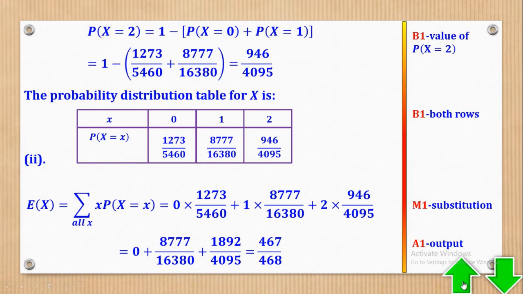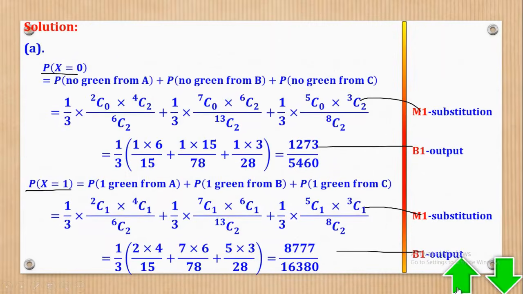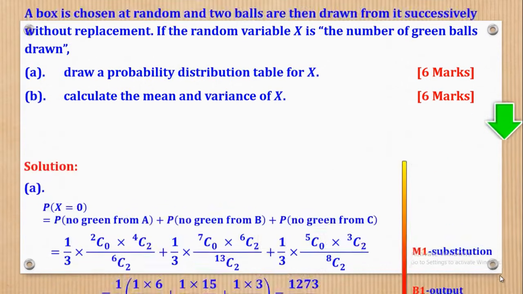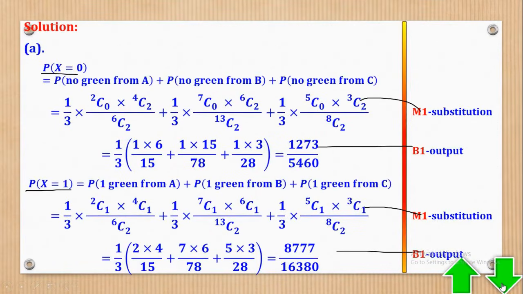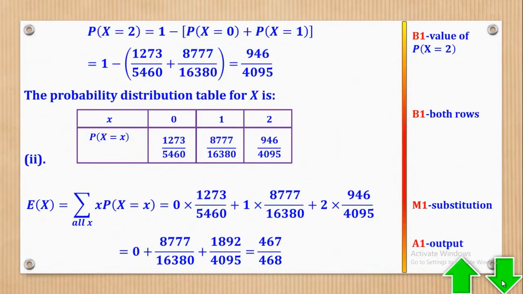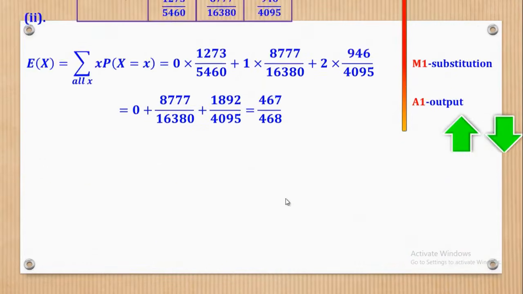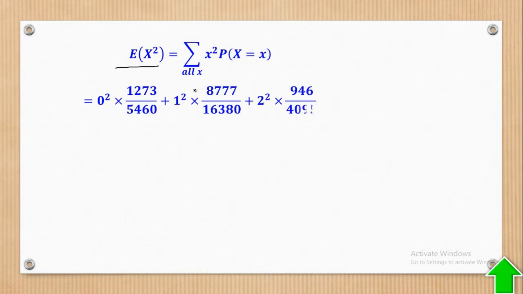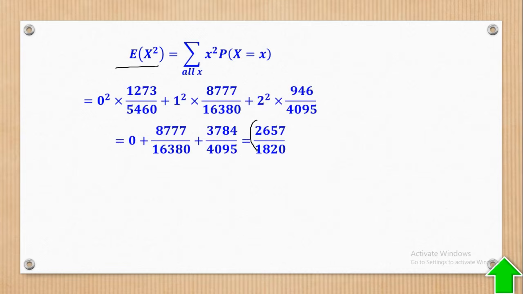So they also wanted, if you look at the question, mean and variance. So we have got mean, we have not yet got variance. So let's go and get the variance. So before you get variance, you have to first get EX squared. So EX squared is that, and gives you 2657 over 1820.